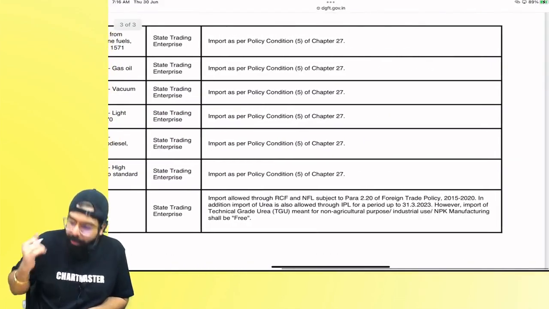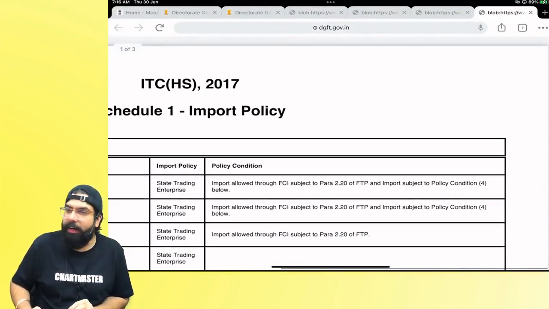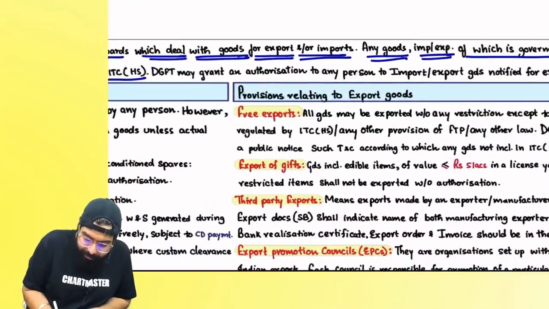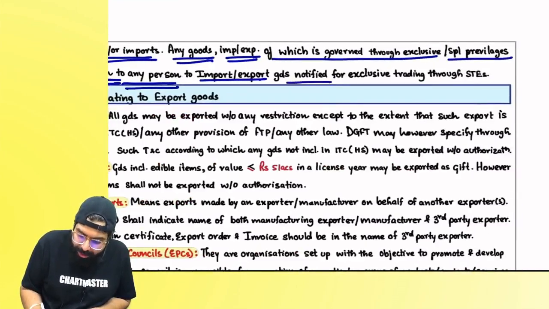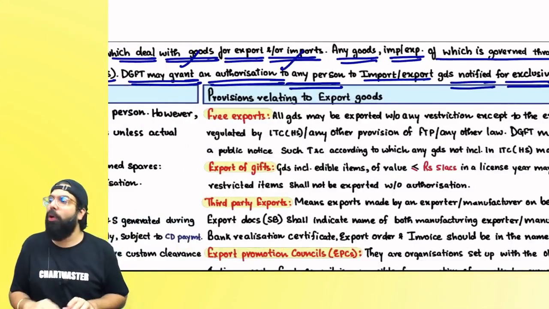And they have told what is the policy. Can I go ahead, everyone? See, they have told the policy conditions, etc. Everyone over here. They are telling DGFT may grant an authorization to any person to import or export goods notified for exclusively trading through state trading enterprise. DGFT can give authorization to any person.